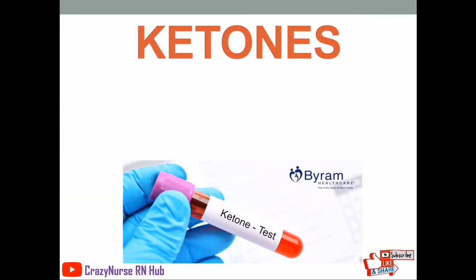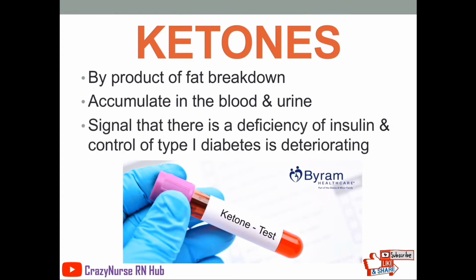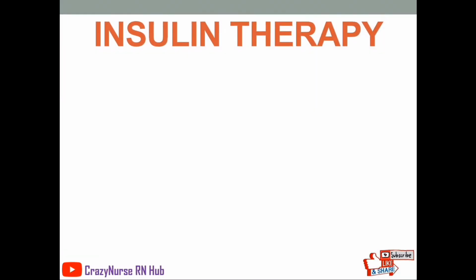Now let's discuss ketones. These are the byproduct of fat breakdown, and they accumulate in the blood and urine, and it signals that there is a deficiency of insulin, and control of type 1 diabetes is deteriorating or not effective. Now let's proceed to insulin therapy.